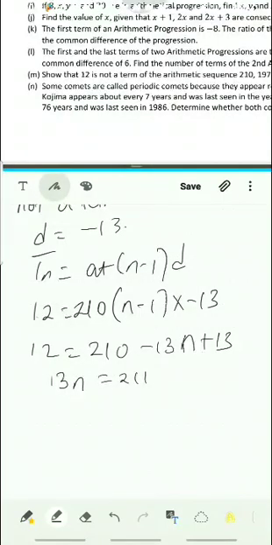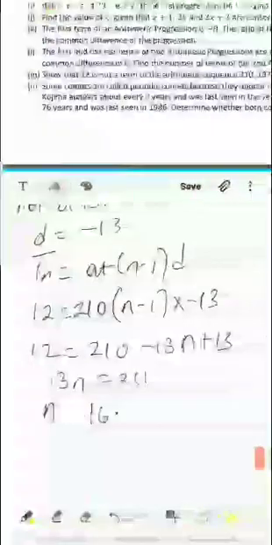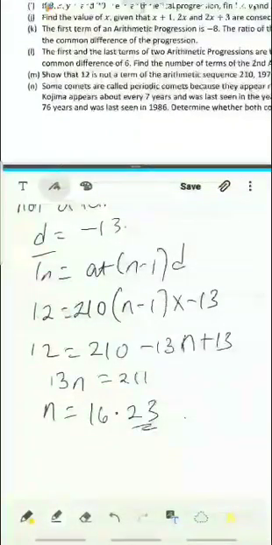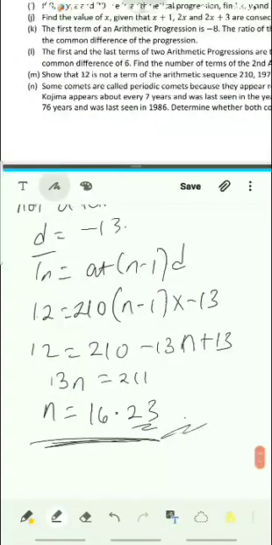So 13n is equal to 211, which means that n is equal to 16.23. So definitely 12 is not a term, because a term should be a natural number, either 1, 2, 3, 4, 5, 6, 7th term, 8th term, 12th term, not 16.23 term. There's nothing like that. So it's not a term in the sequence at all.